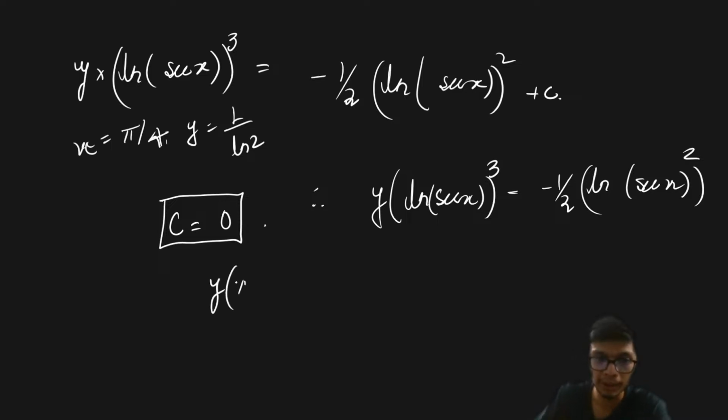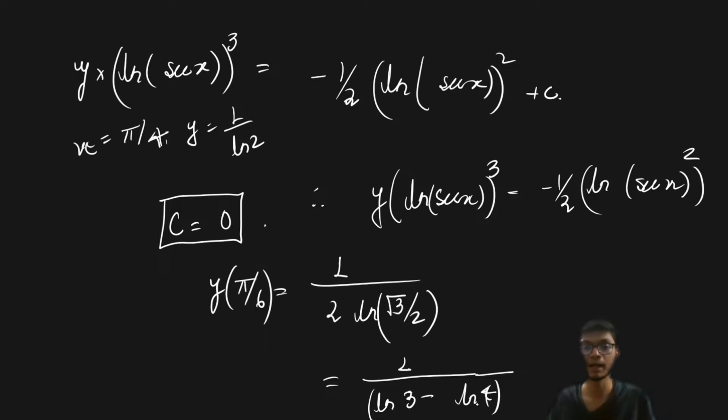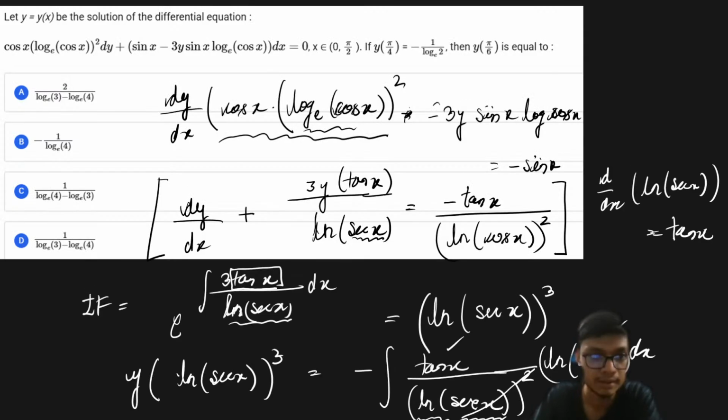Therefore we have to find the value of y at x equals pi by 6. By putting x equals pi by 6 over here, I will get the value of y as 1 upon 2 times natural log of root 3 by 2. If you simplify this part out, it is going to be 1 upon natural log 3 minus natural log 4. I hope this is clear to all of you. So the solution to this particular problem is 1 upon natural log of 3 minus natural log of 4. That is option number D, which is the correct answer for this problem.